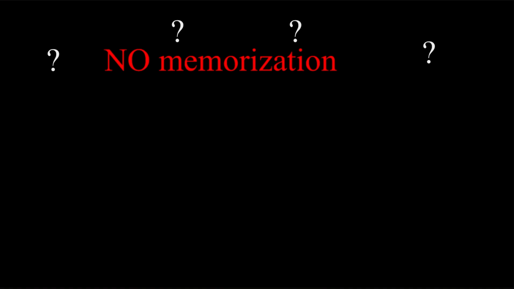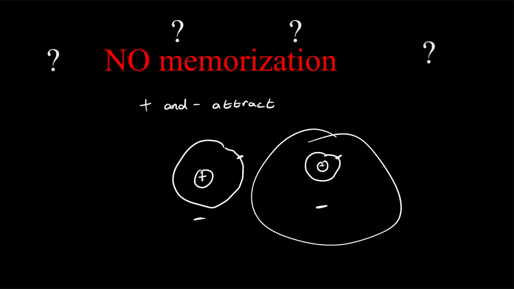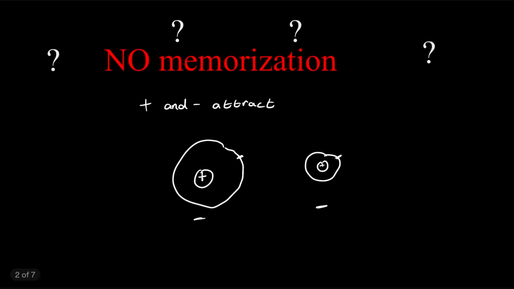But to fully understand this, some background information is that positive attracts negative. So you've got the positive nucleus, you've got the negative electrons, right? And here's another model. Which one's going to have greater attraction, this one or that one? Well, it's going to be this one because they're closer together, so they're going to have more attraction.